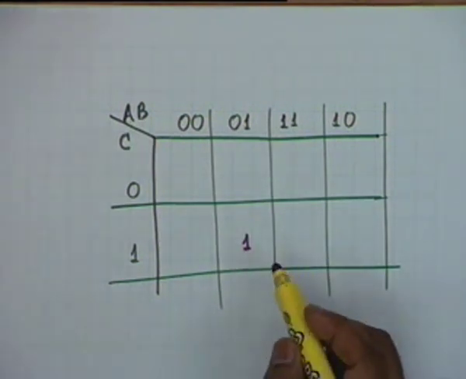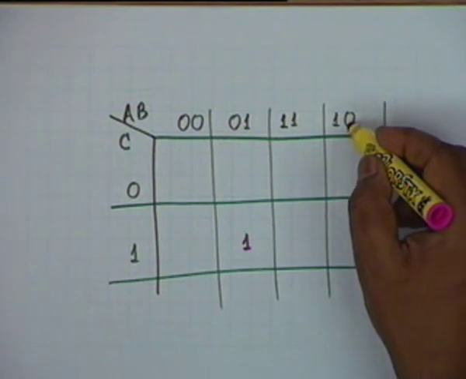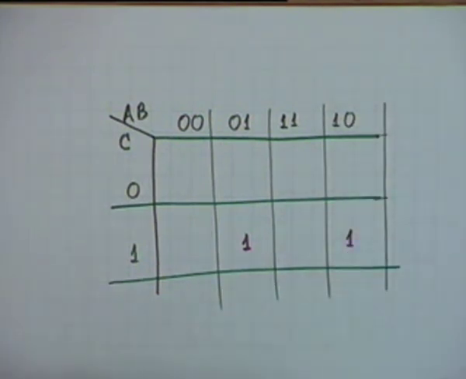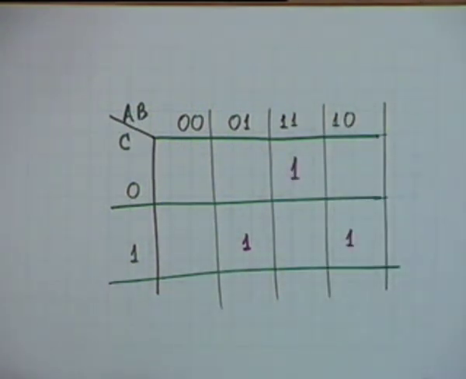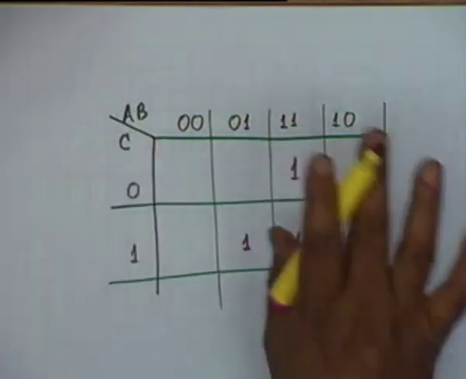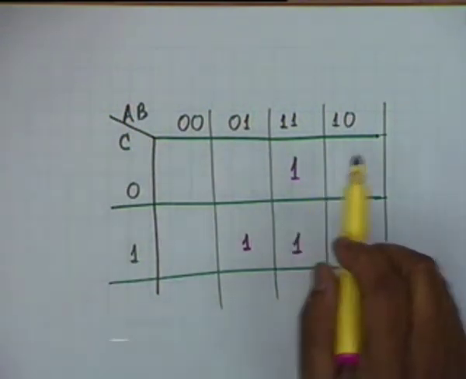The next one is 1, 0, 1. So 1 0 and 1. So this is 1. The next one is 1 1 0. So 1 1 0. This is 1. Okay, and the fourth one is 1 1 1. That means this one. All others leave empty.